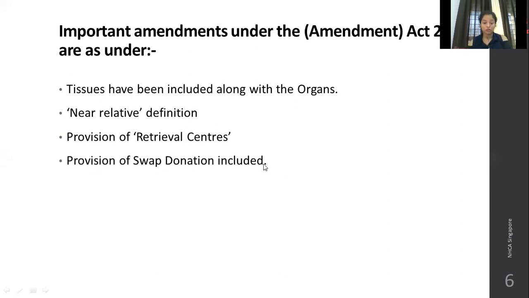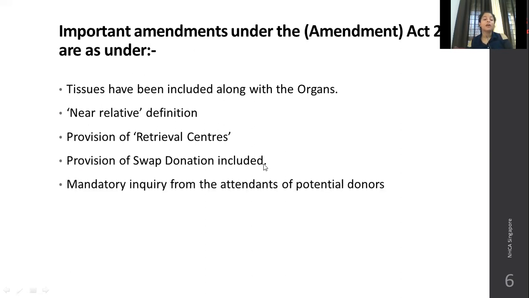Provision of swap donation is also included. For example, two families require organ donations but their own members cannot donate because of not matching. What they will do is organ swapping: the donor of family B matches on blood cross matching and everything with the receiving end of family A, and family A's donor matches with the receiving end of family B, so they can swap the donations. Mandatory inquiry from the attendants of the potential donors is done so that nobody is coerced into donating an organ.